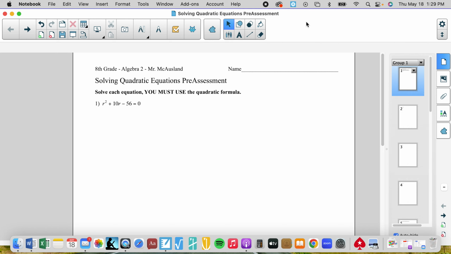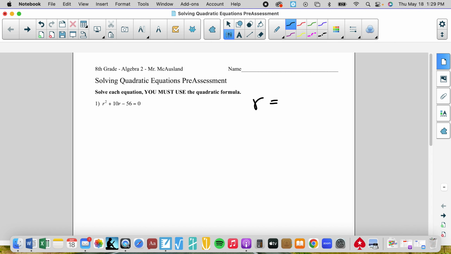Today, we are going to go over solving quadratic equations, and we are going to focus on 3 different methods in order to solve for the variable. So our variable in number 1 is r. We want to find out what r equals, not r squared. We're finding out what r equals.